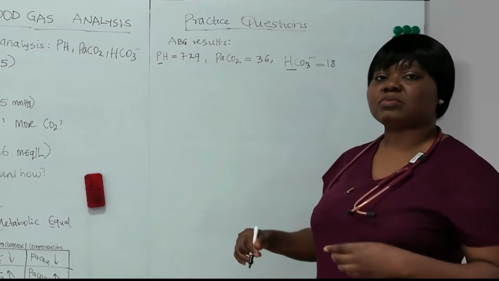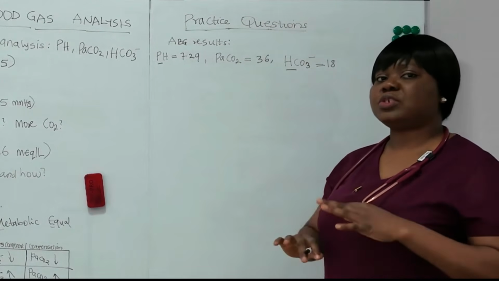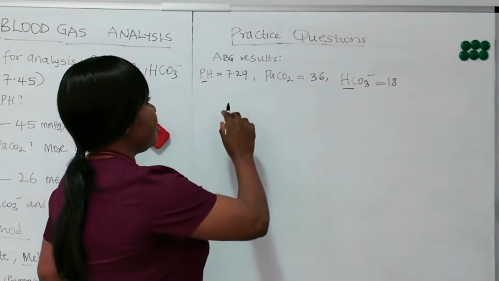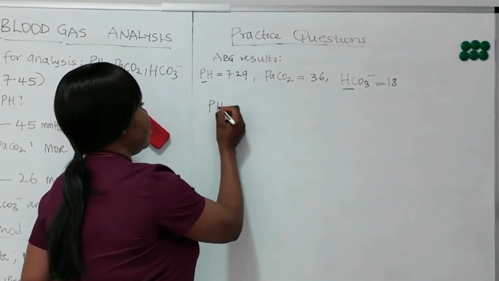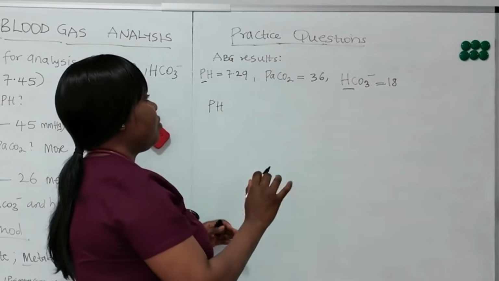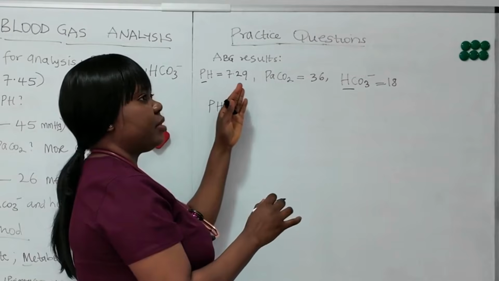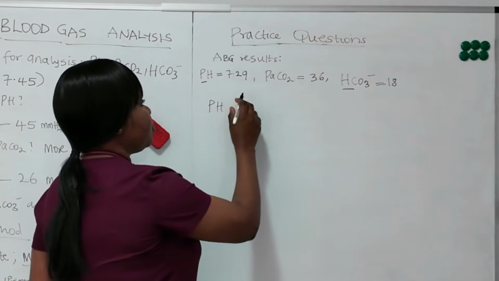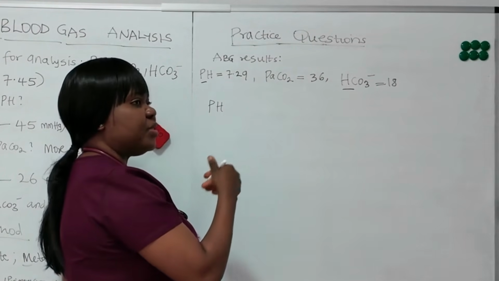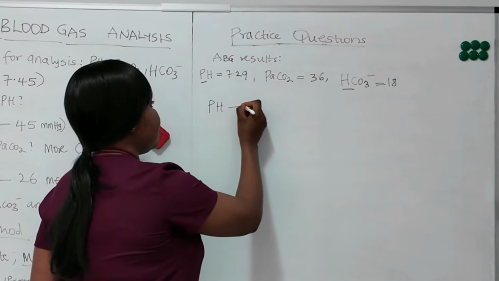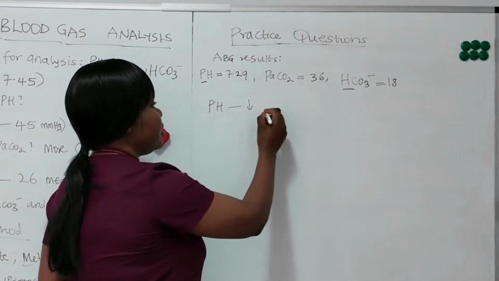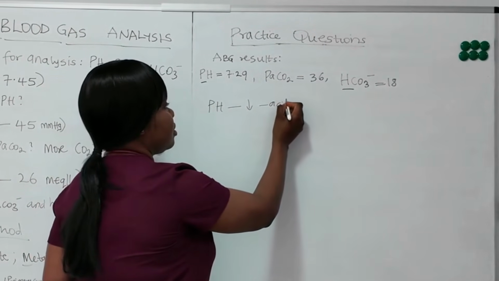And then you decide which one is compensating or which is not compensating. So the first one says pH is 7.29. If we know that the range is 7.35 to 7.45, then 7.29 is showing that the pH is low. So pH direction is what? Low. This is tending towards what we call acidosis.